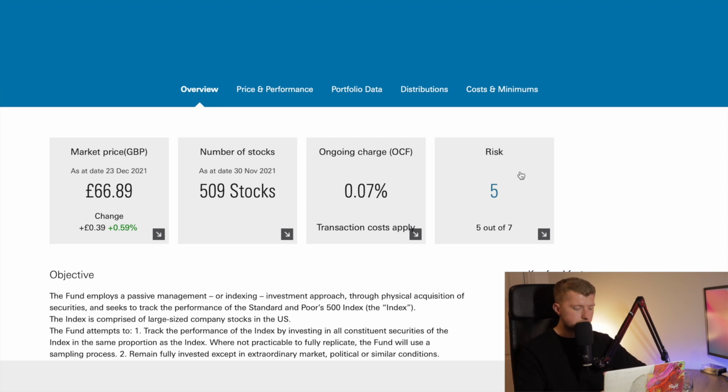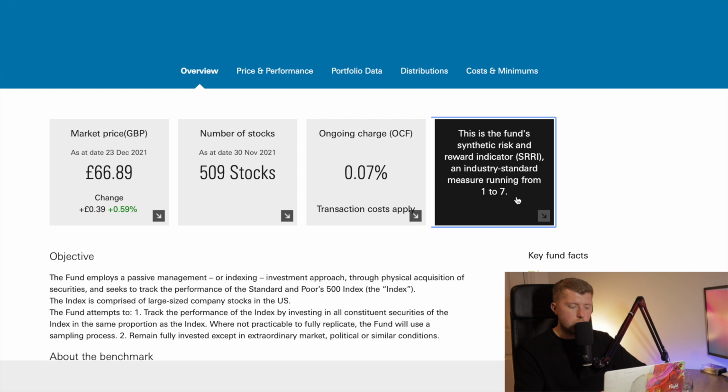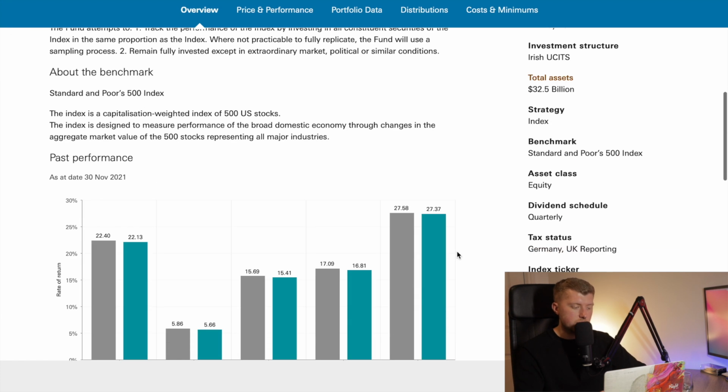The next thing to call out is the risk rating, which is currently 5 out of 7. So it's a little bit higher up on the overall risk spectrum, with obviously the lowest risk being 1 and the highest risk being 7.